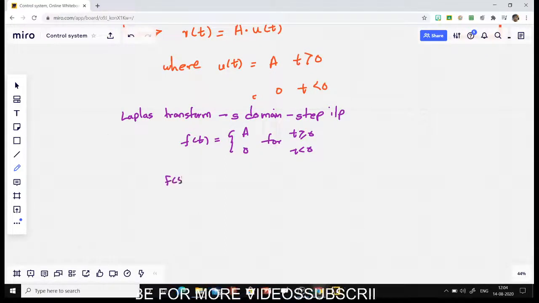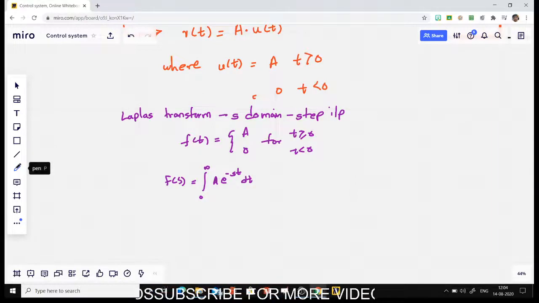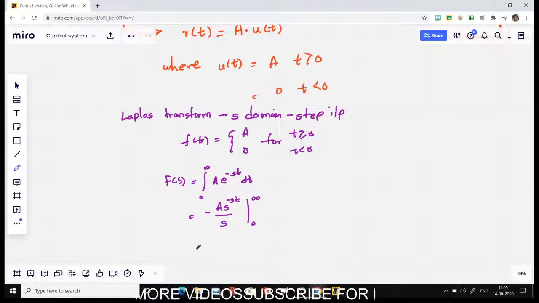So F of s is equal to the integral from 0 to infinity of A e raised to minus st dt, for the Laplace transform. If you continue to solve this, you will get the value of F of s as minus A e raised to minus st upon s, and we will evaluate it from 0 to infinity. So finally you get A by s for input F of s.